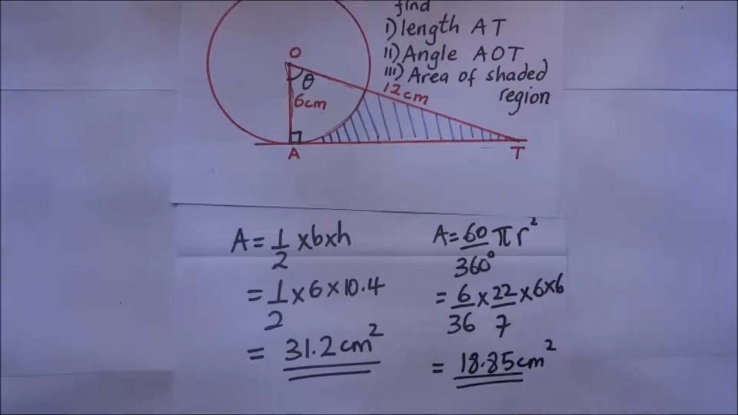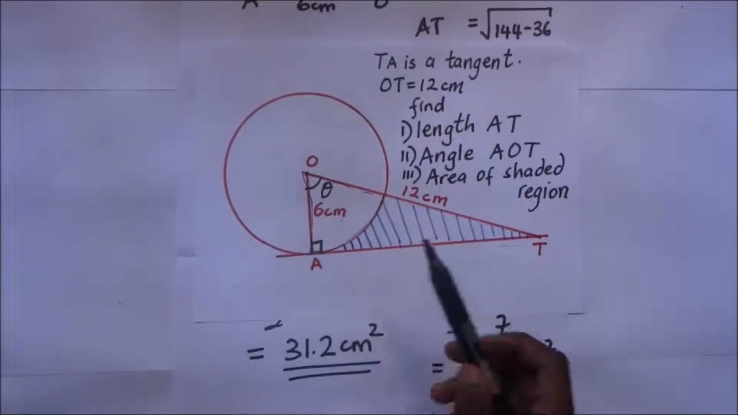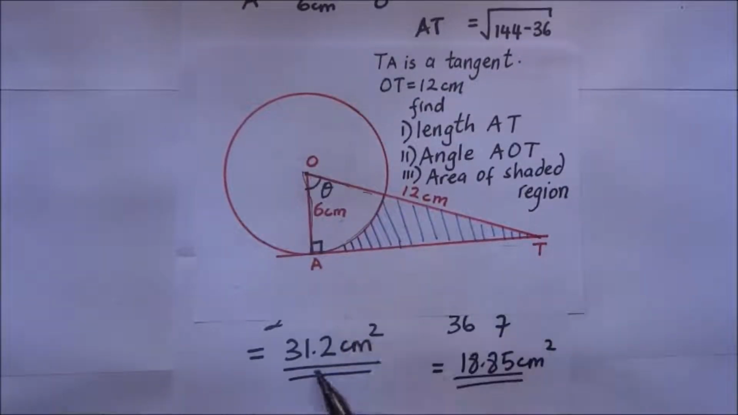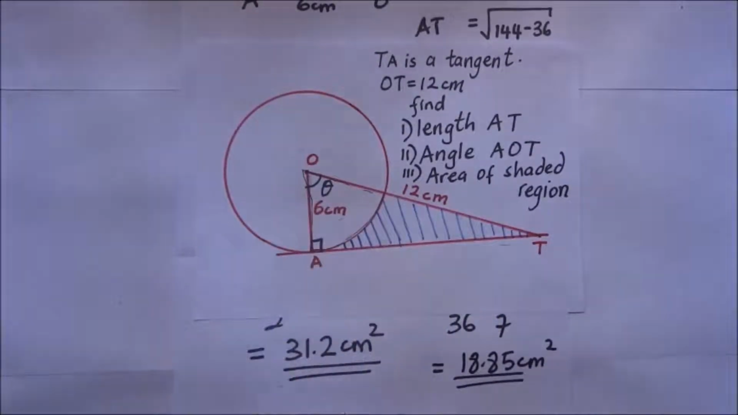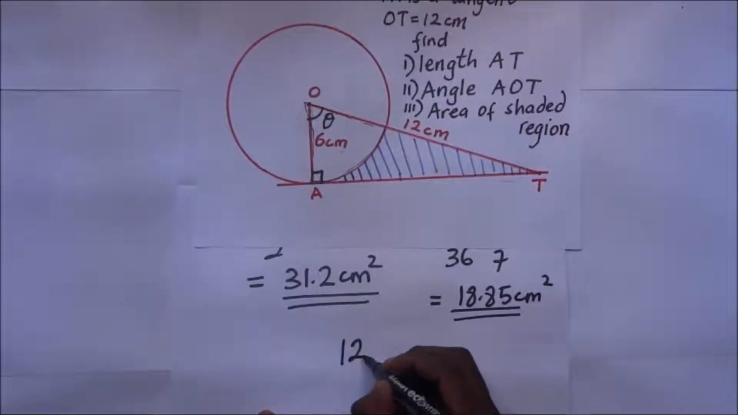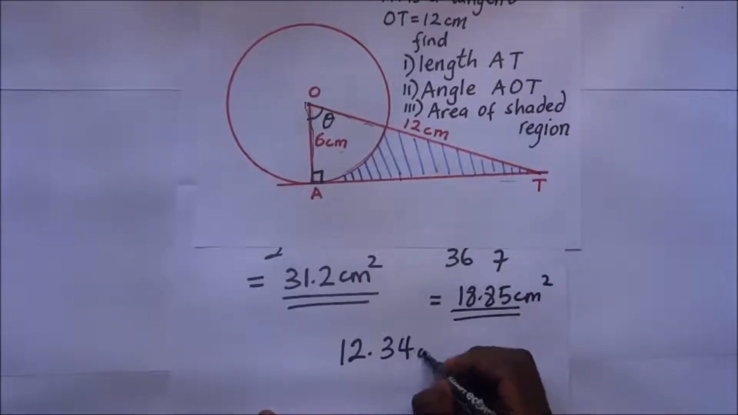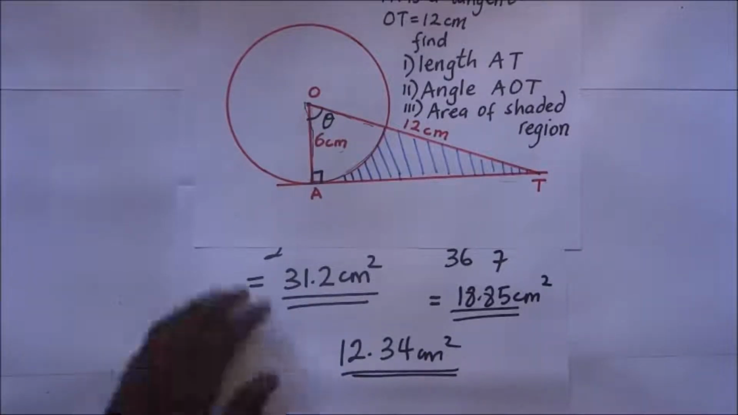centimeters squared. Now the question requires us to find the area of the shaded part. So it means we are going to get the area of the whole thing, which is 31.2 centimeters squared, subtract the area of the unshaded region, which is 18.85. So when you get 31.2 centimeters squared minus 18.85 centimeters squared, the area of the shaded part is going to be 12.34 centimeters squared, and that will be our answer.